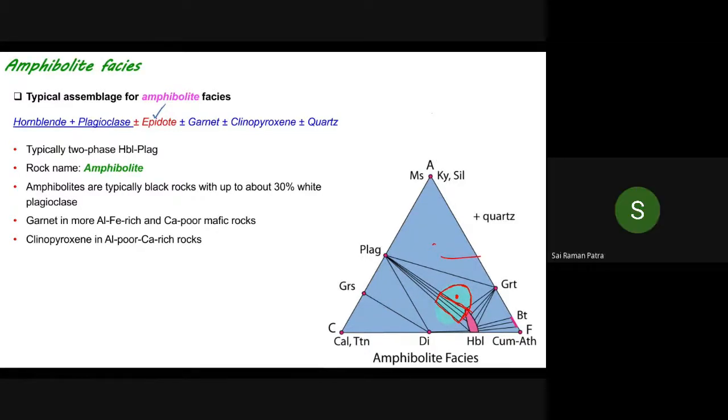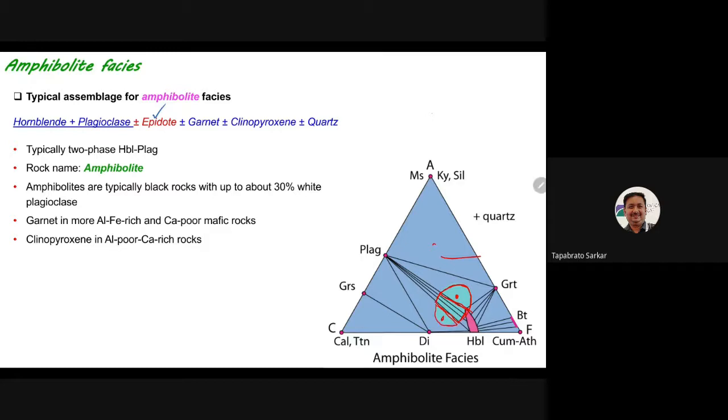So plagioclase, garnet and hornblende. Plagioclase, garnet, and hornblende. Very good. And if it is slightly more calcium rich, aluminium poor, then in this region it will be plagioclase, diopside and hornblende. Plagioclase, diopside, and hornblende. See, now you can do it very nicely.